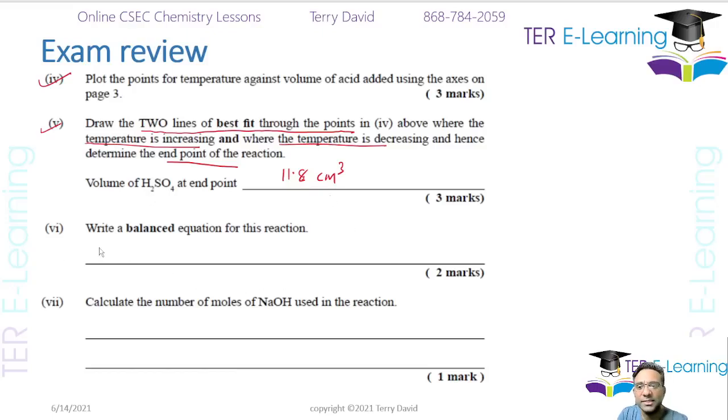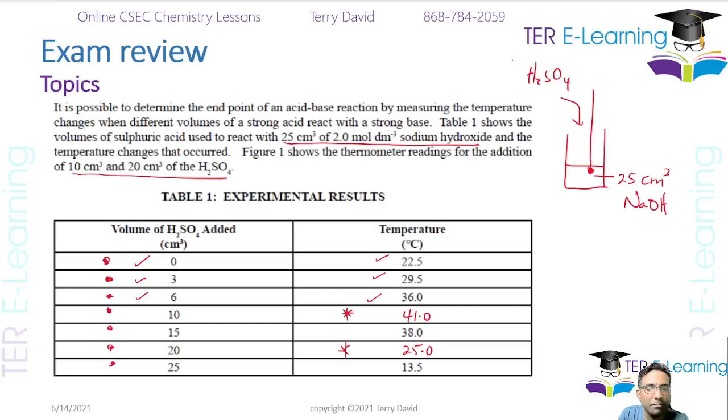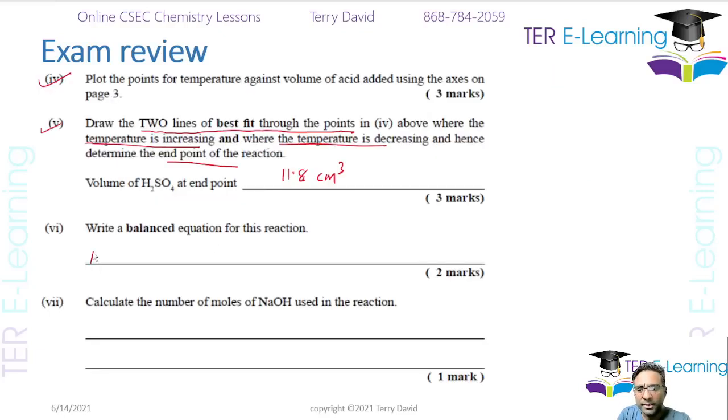Next thing they want is a balanced equation. If we go back to the question, what were we mixing? Sodium hydroxide and sulfuric acid. So this is sodium hydroxide, NaOH, please use the state symbols here, plus, and they want a balanced equation. Notice they put the word balanced in bold. So it's 2NaOH plus H2SO4 aqueous, and that's going to produce my salt, which is Na2SO4 aqueous, plus 2H2O. So that's what's going to happen here.